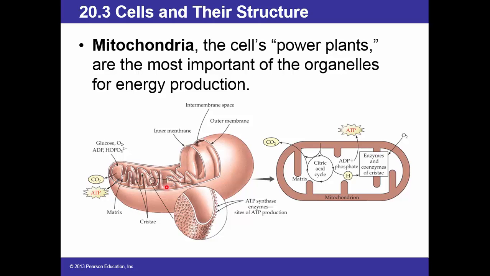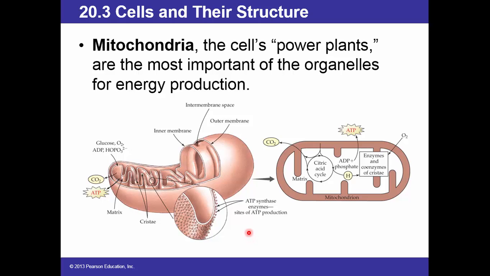Now we are concerned about mitochondria. The cell's power plants are the most important of the organelles for energy production. You see here where the citric acid cycle occurs in the matrix, in electron transport and oxidative phosphorylation, etc. Here ATP synthase enzyme, sites of ATP production. CO2 comes out, ATP comes out from here. Glucose, O2, ADP, and phosphate enter here. This is the mitochondrial matrix, inner membrane, outer membrane, and intermembrane space.